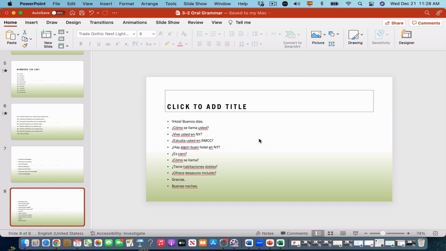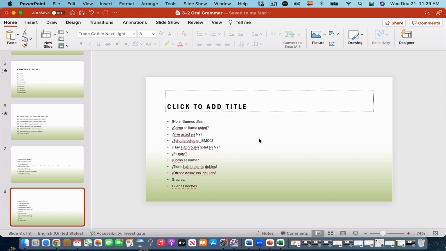¿Es caro? Well, that hotel that you're referring to, that is a good hotel. The question wants to know if it's expensive or not. Es caro. You can use this question for anything that you're buying. So, es caro, is this expensive? So, probably you will say, sí, es bastante caro. It's muy caro. Yes, it is very expensive.